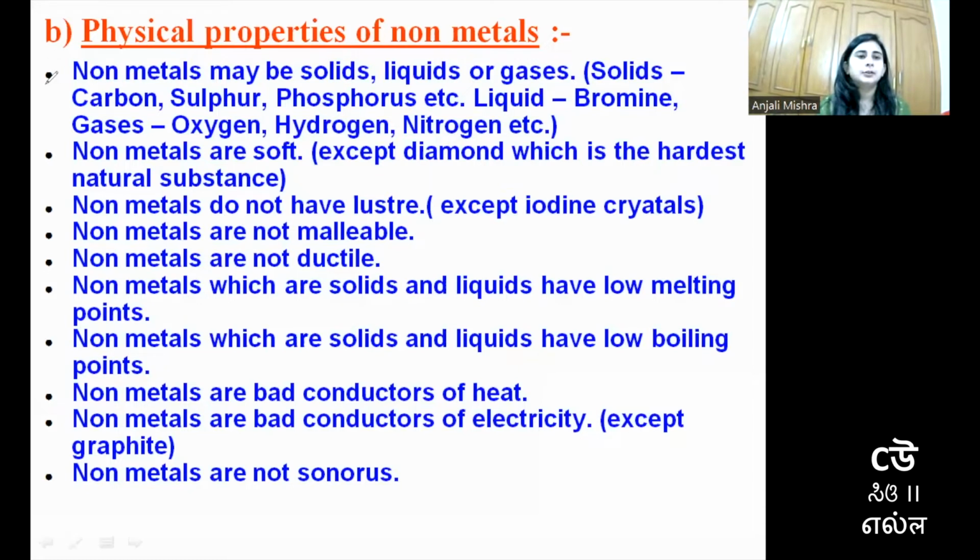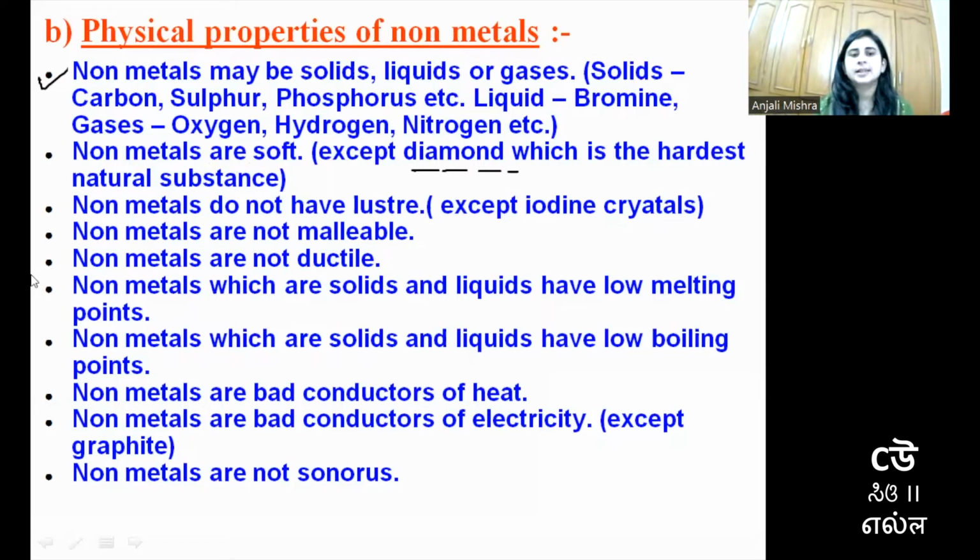First statement is non-metals. Pehle metals ki baat agar karein to all metals are solids apart from few exceptions, but if we talk about non-metals, they can either be solid or liquid or gases. So solids are basically carbon, sulphur and phosphorus, liquids means bromine. Gases could be oxygen, hydrogen, nitrogen, etc. So, hamein is baat se pata chalta hai that non-metals are like they can either be a solid or a liquid or gas. Then we can say that these non-metals are soft, except diamond, because we all know that diamond is actually the hardest.